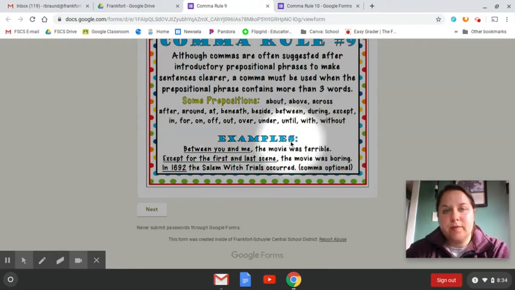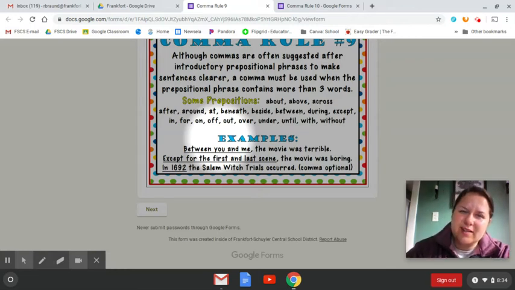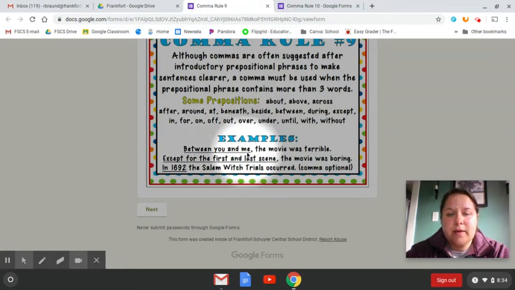Notice your sentence, the movie was terrible, is already complete. So again, this introductory phrase is only clarifying it. The fact that, I'm letting you know, like, I'm not going to let the world know between you and me, it was awful. Notice that this introductory phrase, between you and me, is 4 or more words. Therefore, it must have a comma.